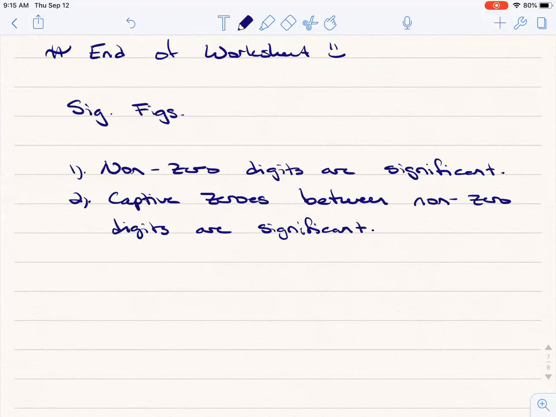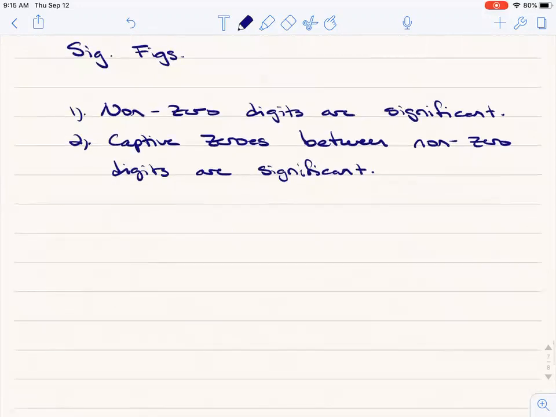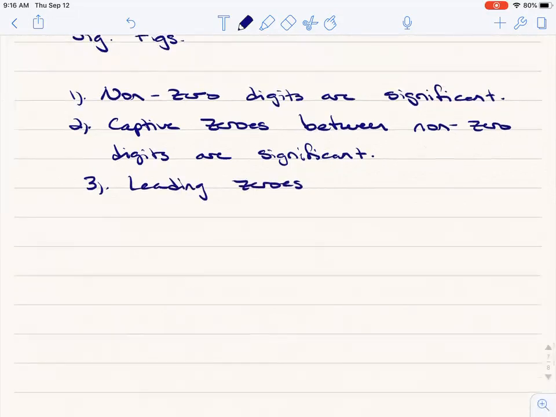Leading zeros are not significant. How does Frank feel about that? Good? Great. Hey, so we're doing good here. Leading zeros are not significant.